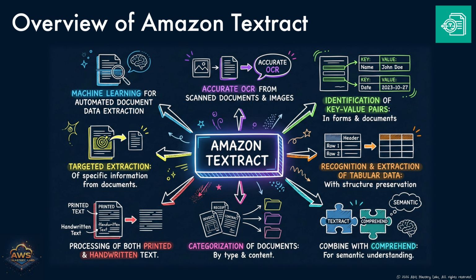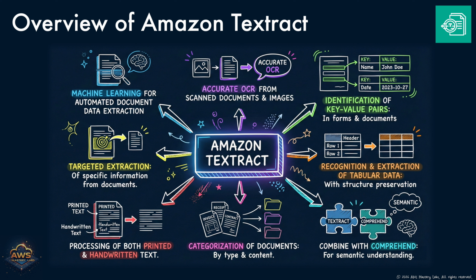But it goes beyond basic text extraction. Textract intelligently identifies form data, capturing key value pairs such as name, John Doe, or invoice number 12345. This means you get not just raw text, but meaningful context, perfect for digitizing administrative documents or automating data entry.